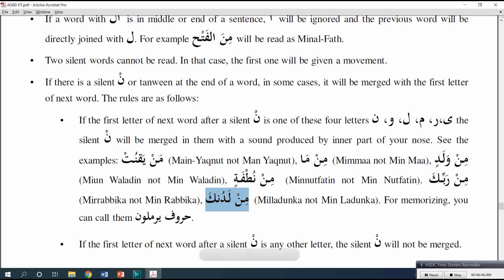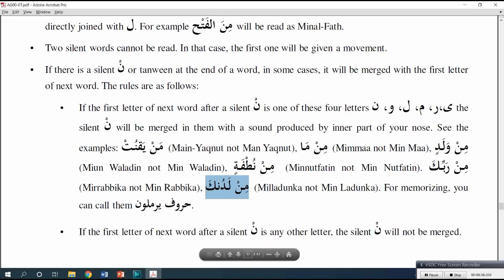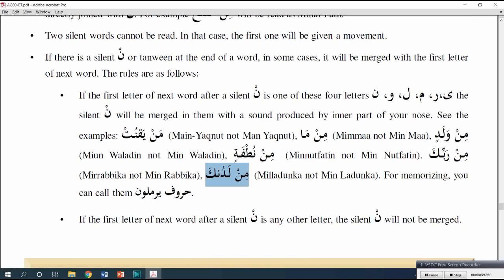For memorizing, you will call them huruf yarmalun. What is yarmalun? This is a terminology used in the Arabic language. So just note that with noon you have to merge in different styles, with meem, with ya, with waw, with noon, min nutfa, min rabbika, like this. So please note this style of merging different words in different ways.